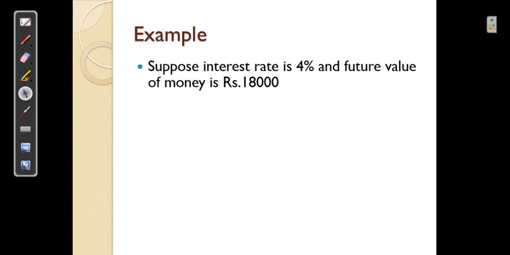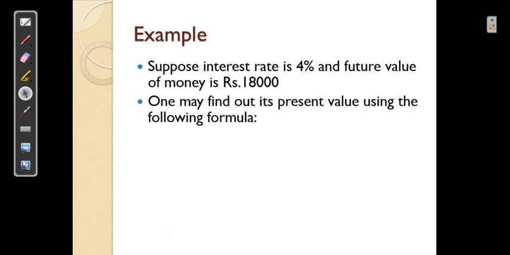Supposing the interest rate is 4% and the future value of money is 18,000, one may find out its present value using the following formula. It's a very straight formula based on the previous formula itself. So present value is equal to future value multiplied by (1 + i) the whole raised to minus n. An easy way of working it out is you just divide future value of money by (1 + i) the whole raised to n.